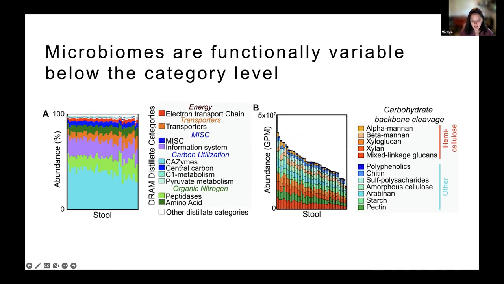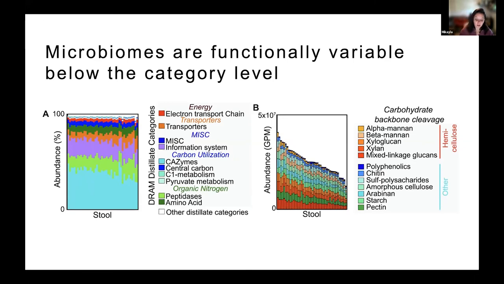At these broad levels, we see the same thing that was found in that foundational paper. At a broad level, these metabolisms are consistent across humans. But if we dig down into something like the CAZymes, we do see different profiles across the human stool samples. These are the different carbohydrate metabolisms that are profiled in DRAM. These are the substrates: hemicellulose and others, so pectin, starch, xylan, et cetera. You can see that the abundance of these different CAZymes across humans is different. We actually see a 3 times difference in abundance of these CAZymes across the samples.